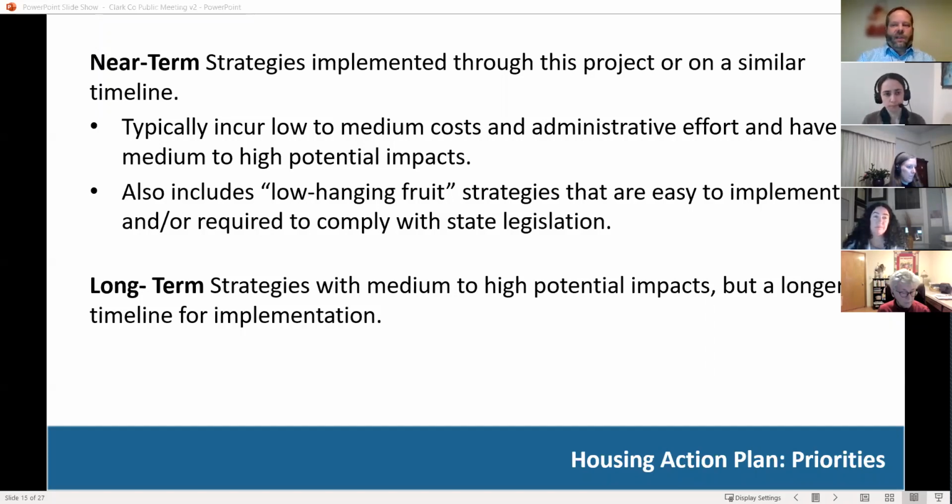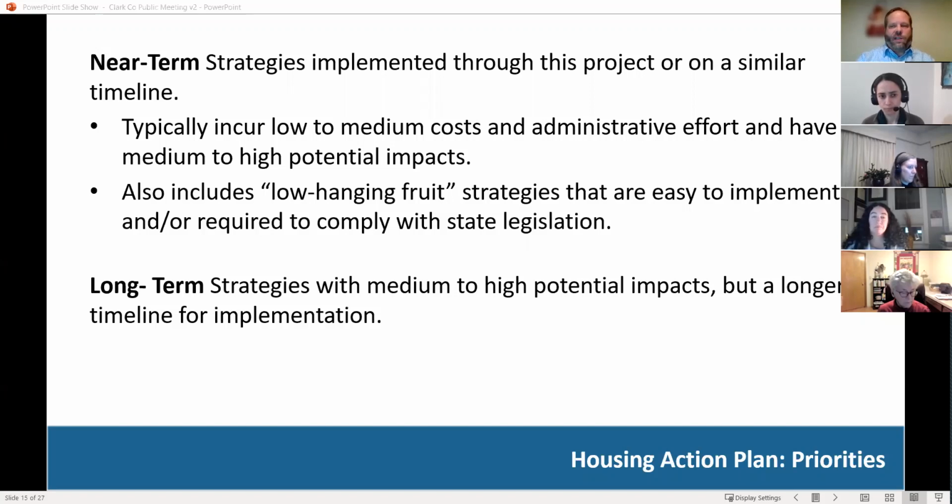The first is near-term strategies that are typically lower cost strategies that have high potential impacts. Also in this near-term category are low-hanging fruit strategies that are either very easy to implement or are required to comply with state or other legislation.